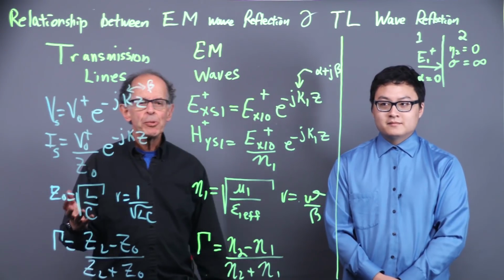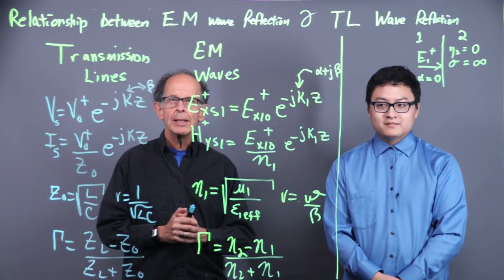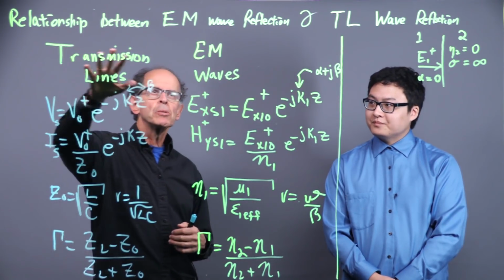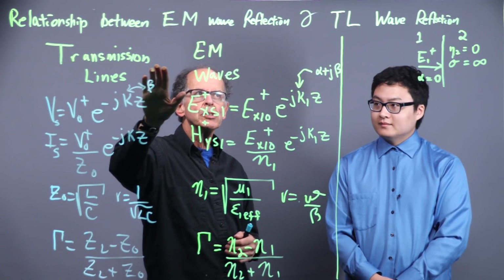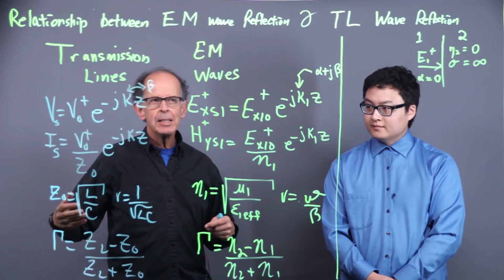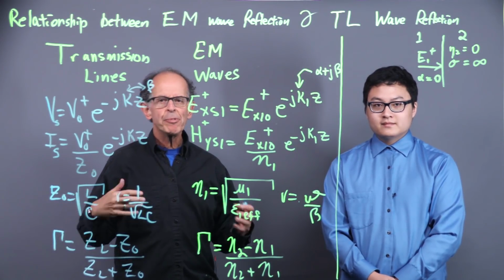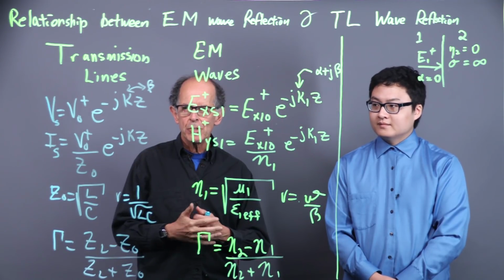Well, let's see if we can look at where we are now. We've done quite a lot. In this video, we're looking at the relationship between electromagnetic waves and transmission lines, and I've set these two columns aside, and here we go. You can see the one-for-one correspondence. It's one-dimensional waves. It's always waves.